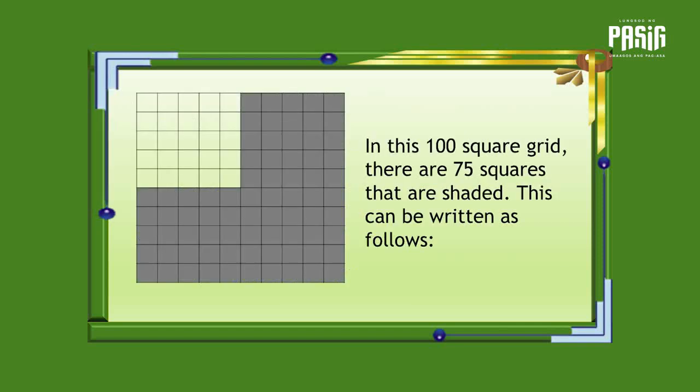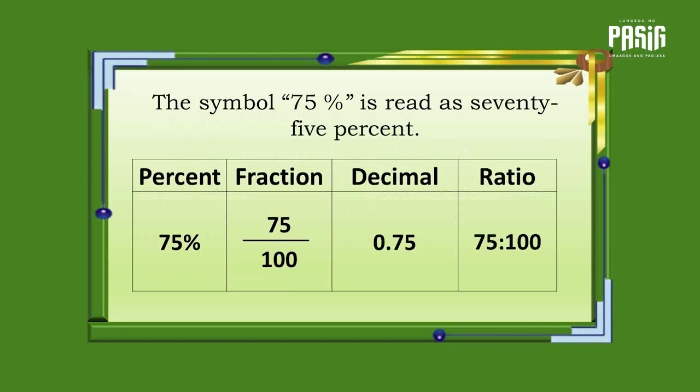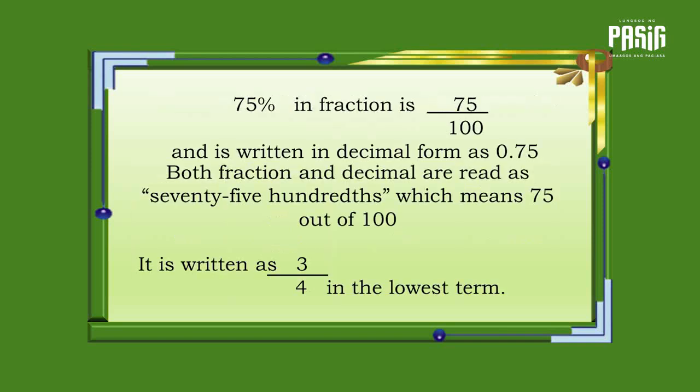In this 100 square grid, there are 75 squares that are shaded. This can be written as follows. The symbol 75% is read as 75 percent. In percent, it is 75%, while in fraction, it is 75 hundredths, in decimal, it is 0.75, and in ratio, it is written as 75:100. 75% in fraction is 75 hundredths, and is written in decimal form as 0.75. Both fraction and decimal are read as 75 hundredths, which means 75 out of 100.